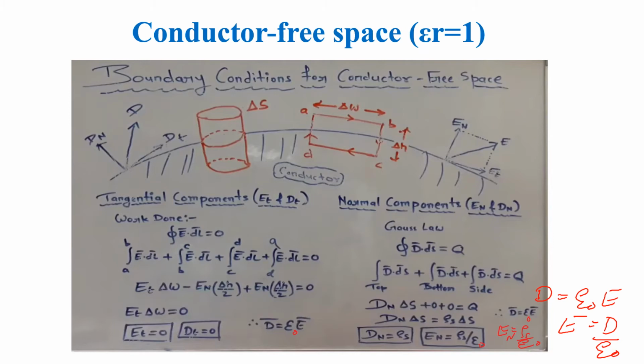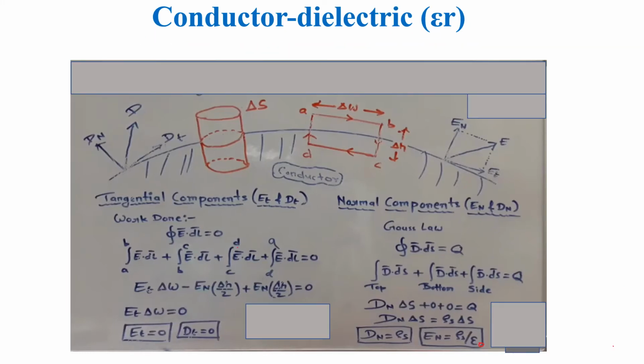So here we got the boundary conditions for the normal and tangential components of electric fields across a boundary between a conductor and free space. The tangential component boundary condition states E tangential equal to 0 and D tangential equal to 0. In the same way, the normal component gives Dn equal to rho s and En equal to rho s by epsilon 0. The next type of boundary is a conductor-dielectric boundary.